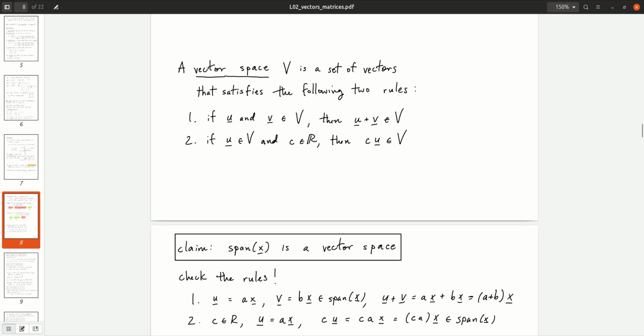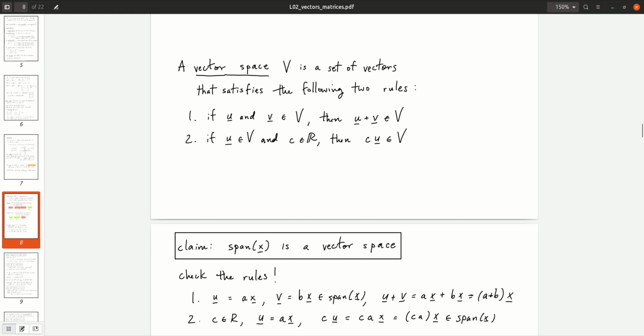And then substituting in what we're assuming u is, a times x. And then we just cordon off c times a. And so we get c times u equals c times a times x. And here again, we've shown that we can write c times u as some scalar, c times a, times x. And therefore, it's in the span of X. So span of X satisfies the rules for a vector space, and therefore it is a vector space.